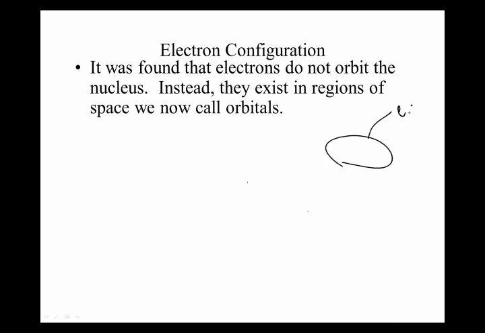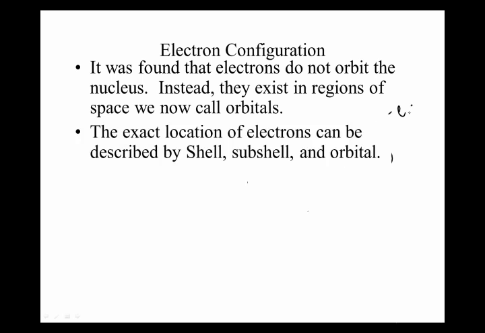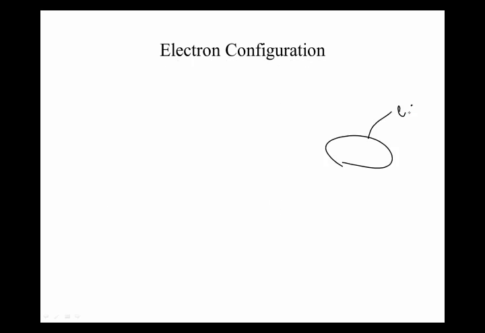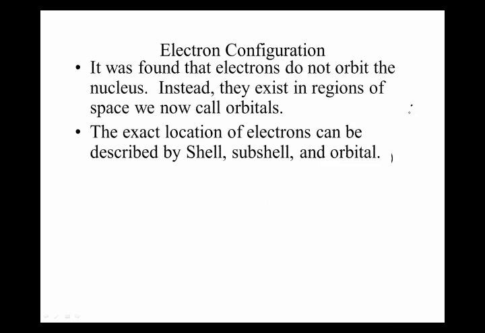I'll just draw it again. So how many electrons can go in an orbital? Electrons can go in orbitals, and in a subshell, there are several orbitals. We'll talk about how many. And in a shell, there are several subshells. Again, we'll talk about how many. But this is just getting more and more specific from shell to subshell to orbital.